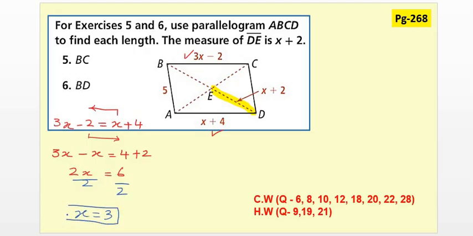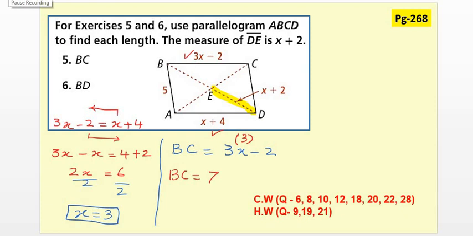Now we got the value of the variable. Now it's very simple to do the next steps. They said how long is BC. So look at this. How much is BC? BC is actually 3x minus 2. We can substitute the value of x. So the value of x is 3. So it will become BC equals 3 times 3 is 9. 9 minus 2 will be 7. Clear? In the next part, question number 6, it says find the value of BD.